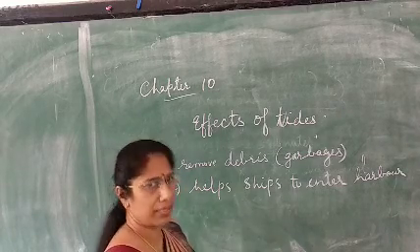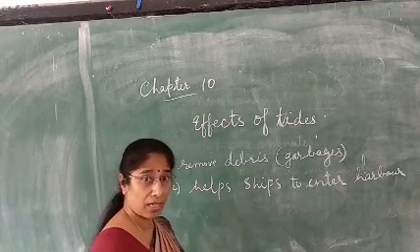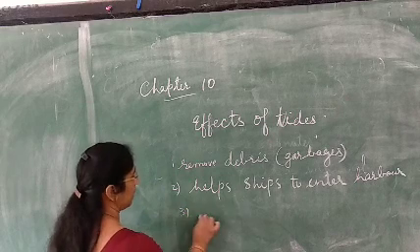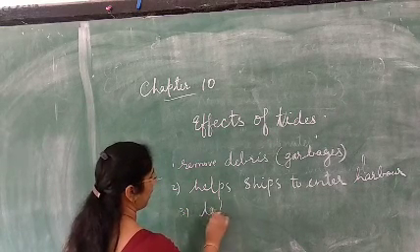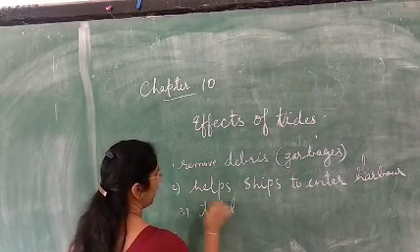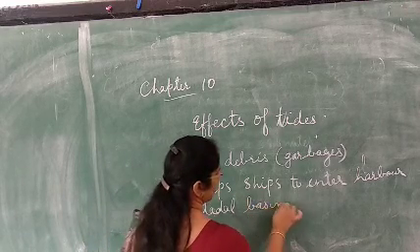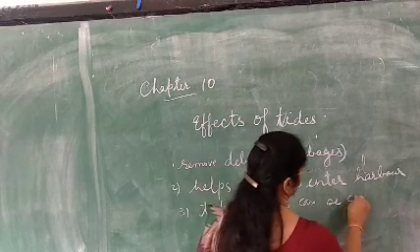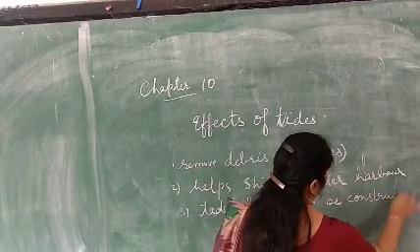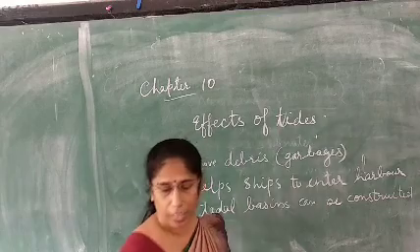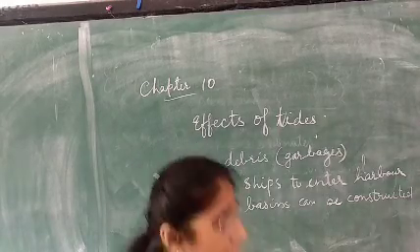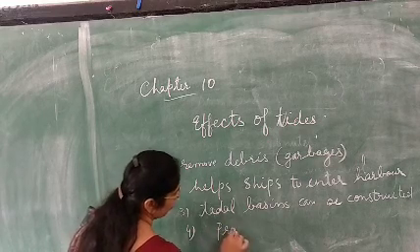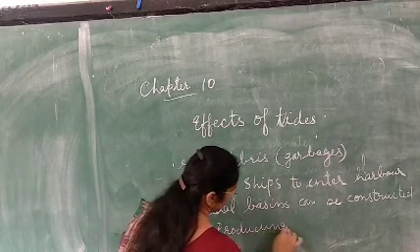Then, in certain harbors, tidal basins are constructed to store the water, and that water can be used for other purposes. Tidal basins can be constructed. This water can be used for harnessing electricity, producing electricity. It helps in producing electricity.